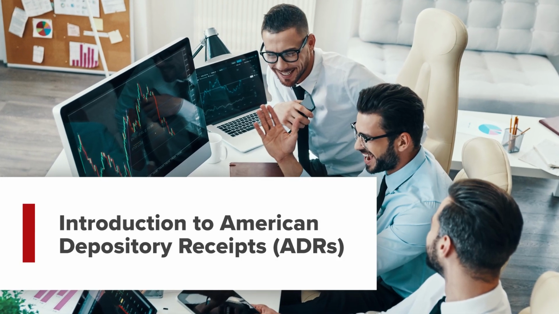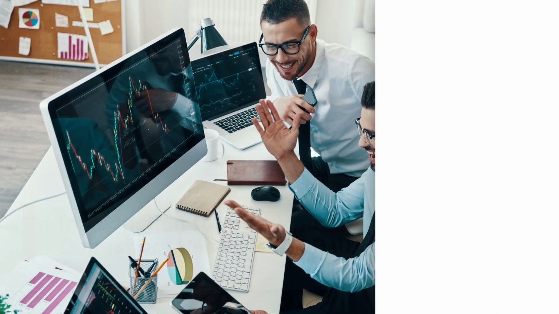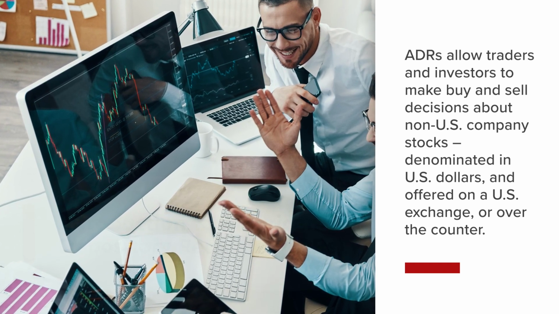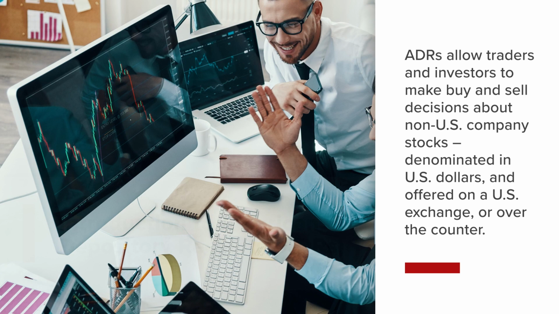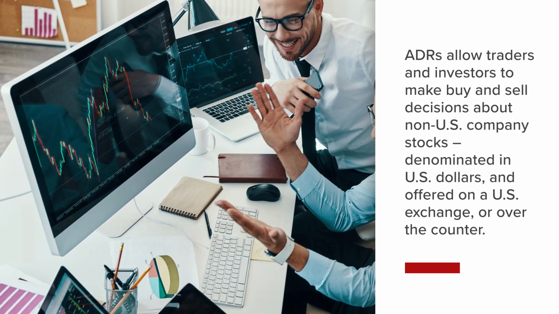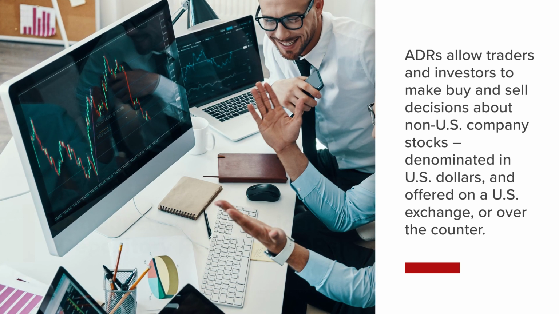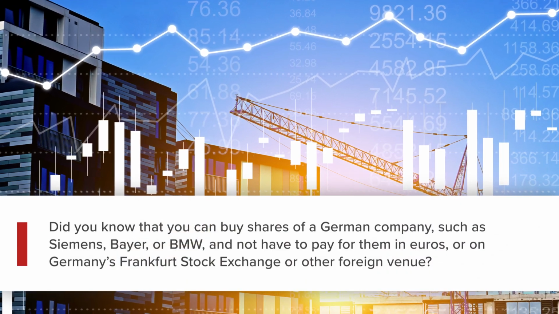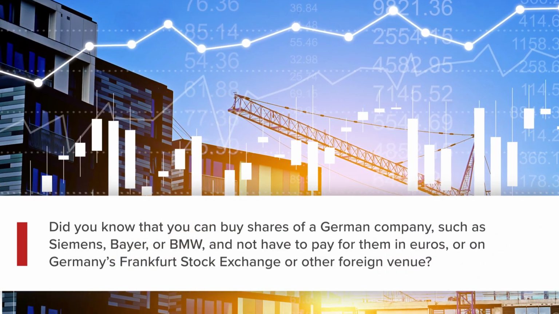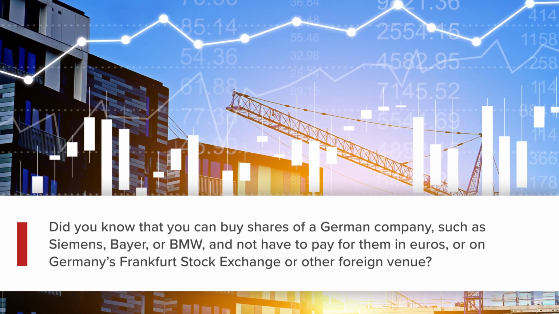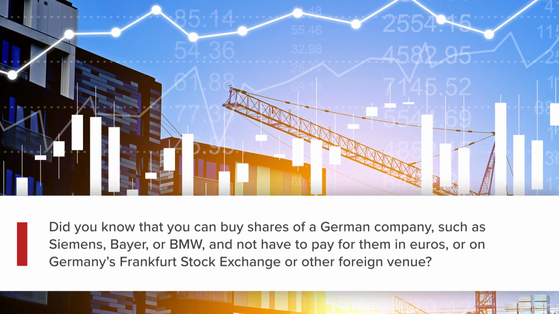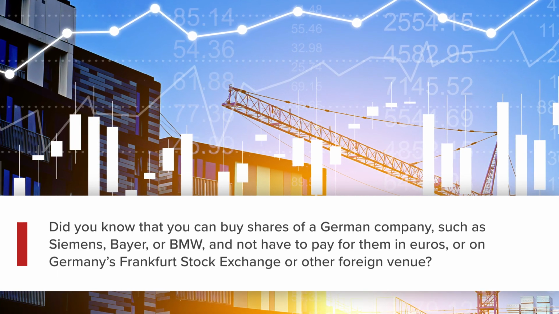American Depository Receipts, or ADRs, allow traders and investors to make buy and sell decisions about non-U.S. company stocks denominated in U.S. dollars and offered on a U.S. exchange or over the counter. For example, did you know that you can buy shares of a German company such as Siemens, Bayer, or BMW and not have to pay for them in euros or on Germany's Frankfurt Stock Exchange or other foreign venue?